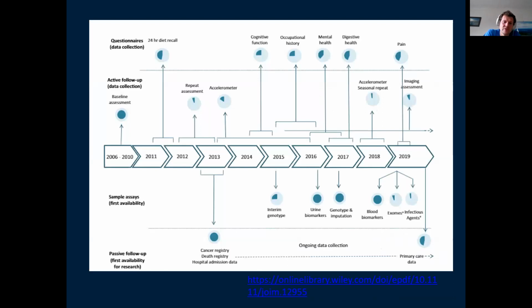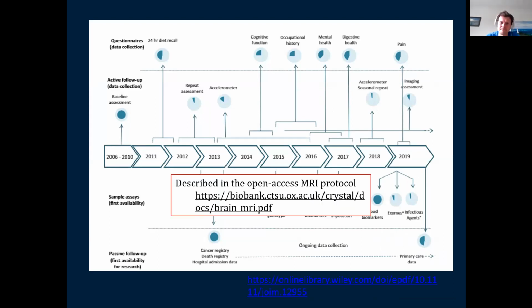So if you're not familiar with UK Biobank, it isn't necessarily the case that all of the UK Biobank phenotypes came from the same point. So baseline cognitive data came in 2006 to 2010. And then subsequent to that, they have done internet tests, different cognitive tests over the internet, and cognitive tests when people came to the MRI visits around 2014, 2015 onwards. And that's described in the open access protocol.